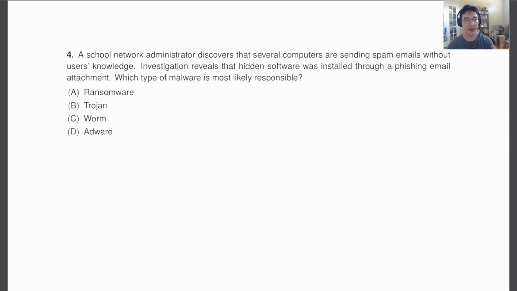So we eliminated A, there's no ransom. We eliminated C, this is not replicating. And we eliminated D, there's no ads being described. It must be B, Trojan. And that's question 4.